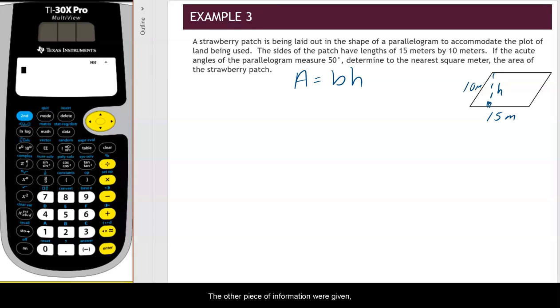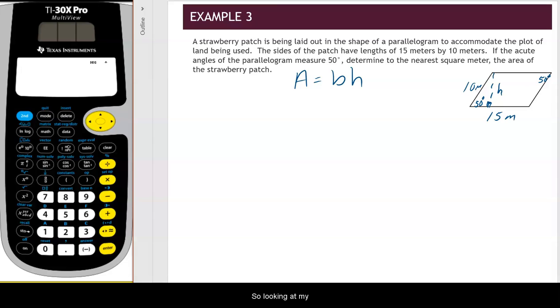The other piece of information we were given, the acute angle of the parallelogram being 50 degrees, is also going to help me. Remember, the acute angle is less than 90, so that's going to be the smaller one here. That would be 50 degrees. The one directly across from it's also 50 degrees. We don't really need that one, but just so you know, those would both be 50 degrees.